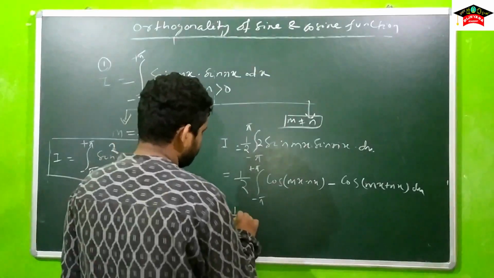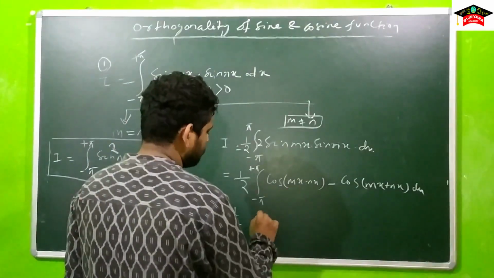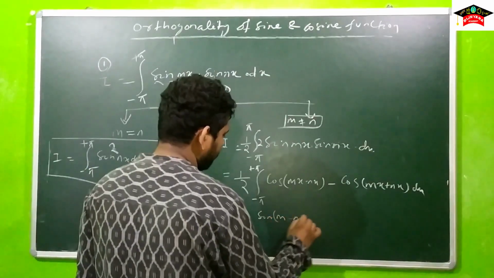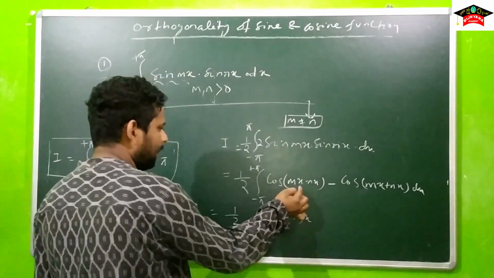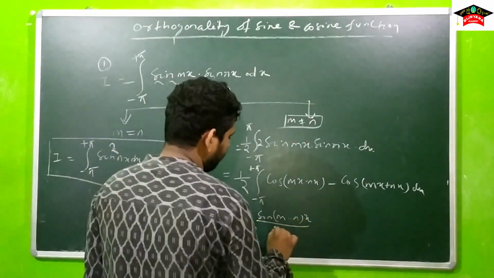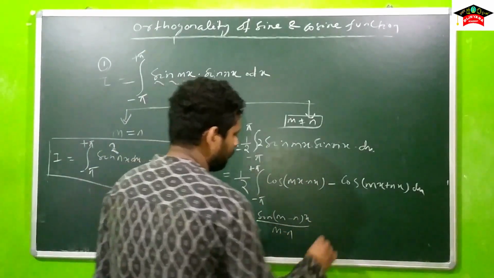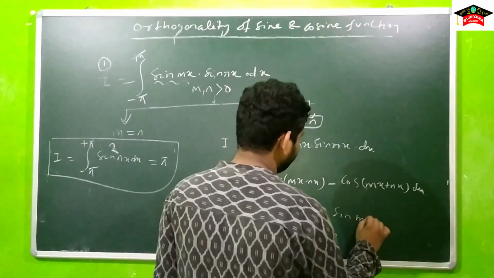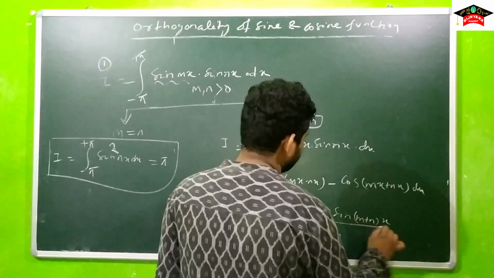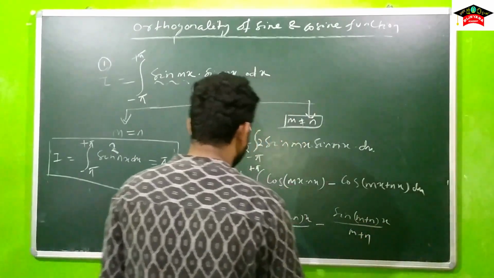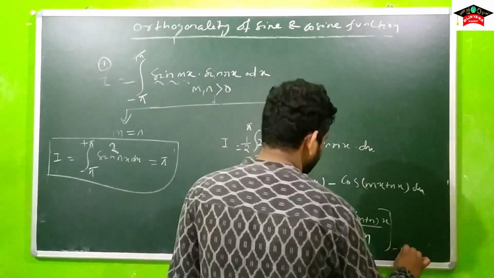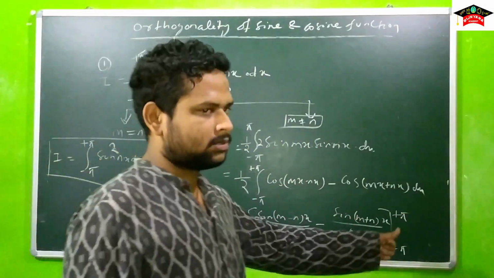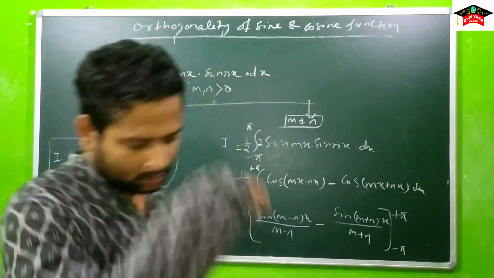So again, this is half. This value of the integration is sin of (m minus n) times x, taking x common from both, divided by (m minus n), minus sin of (m plus n) times x divided by (m plus n), and the limit is from minus pi to plus pi. Simple, we have integrated the 2 different cosine terms to sine terms.